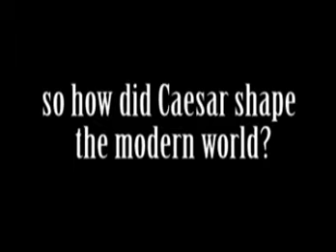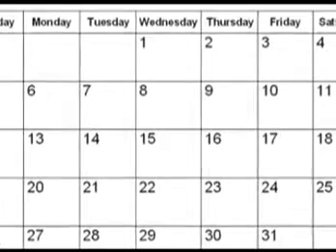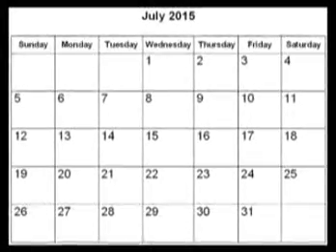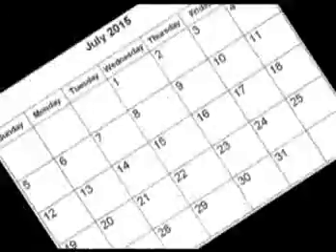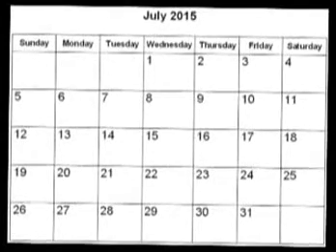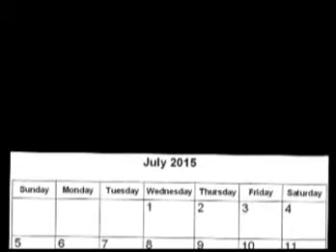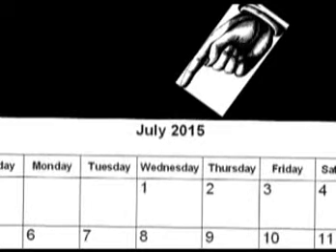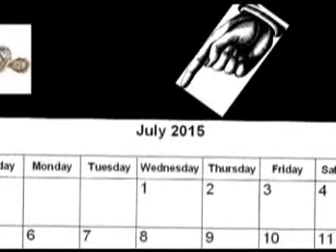So how did Caesar shape the modern world? Well, let's start with the simple things. Did you by any chance do something special in July? Maybe your birthday is in July. Maybe you know someone whose birthday is in July. Maybe you celebrated the 4th of July. Okay, if you didn't catch the clue yet, the clue is July. Well, the reason for the month being called July is because of Caesar.